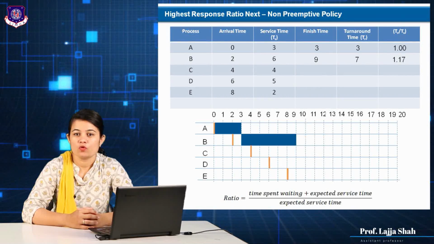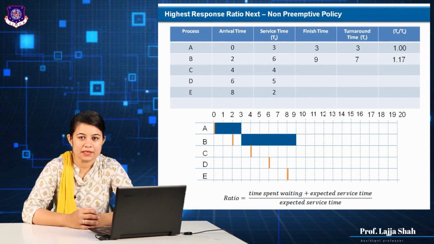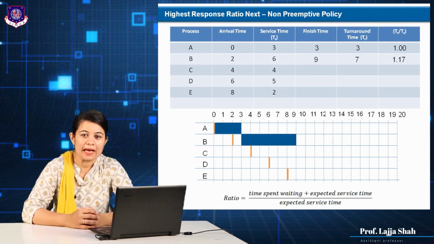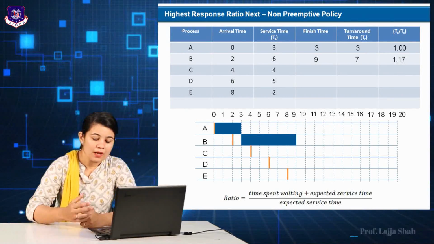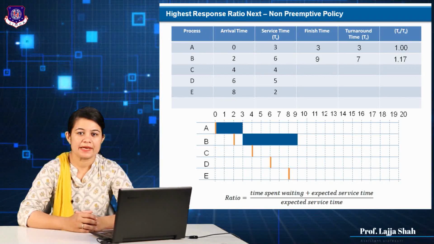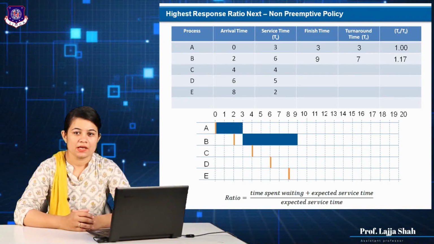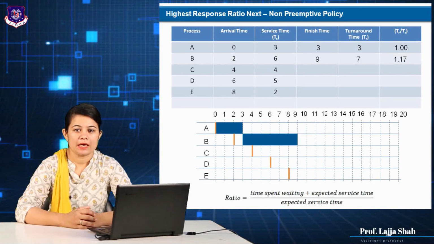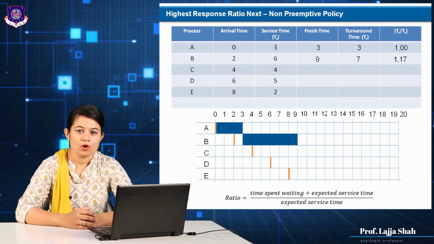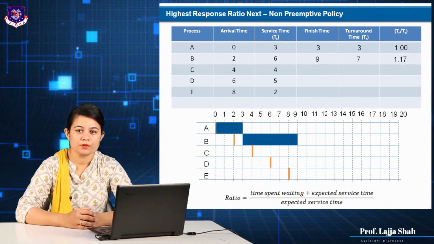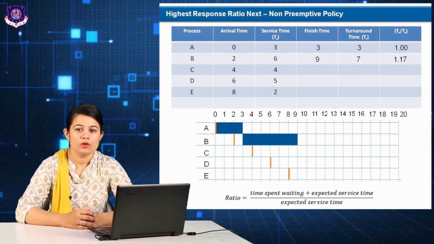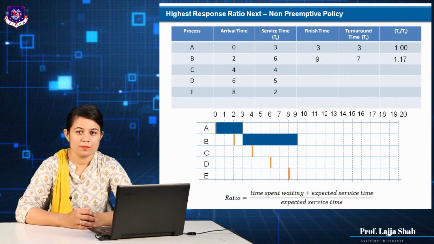How to calculate the waiting time? Waiting time is the difference between current time and arrival time. As you can see, after the completion of process B, the current time is 9 seconds. At this time, 3 processes have been arrived in the system, that is process C, D and E. Now operating system has multiple options for the execution. So at this point, a ratio will be calculated for each and every process.